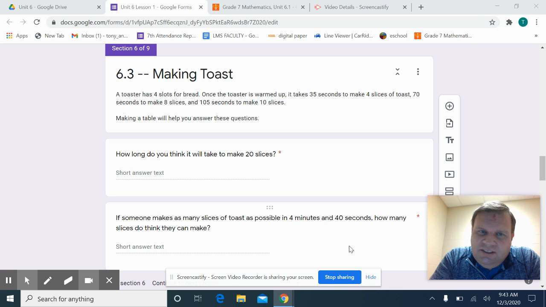The next question here in 6.3 is talking about making toast. Now, we had to think a little bit differently in 6.2, and this one's going to make us think even more differently, okay? So we know that a toaster, it says here, has 4 slots for bread. So that means you can make 4 pieces of toast at one time.